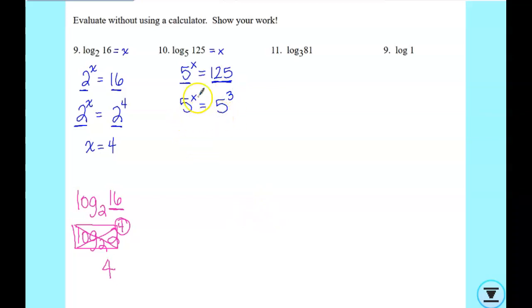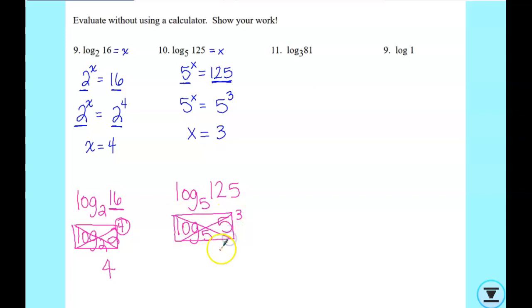So now that the bases match, we just want to make sure that the exponents match as well. These bases don't cancel out. They're still there. It's just that we don't use them to figure out what the exponent is this time. So we would just say x is equal to 3. And the other way that you can think about it would be log base 5 of 125. And we know that 125 written as a power of 5 would be 5 to the 3rd power. So we have a log and an exponential with the same base. These cancel each other out, and the answer would be 3.